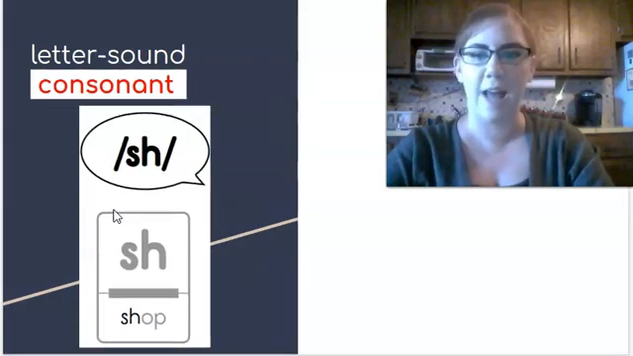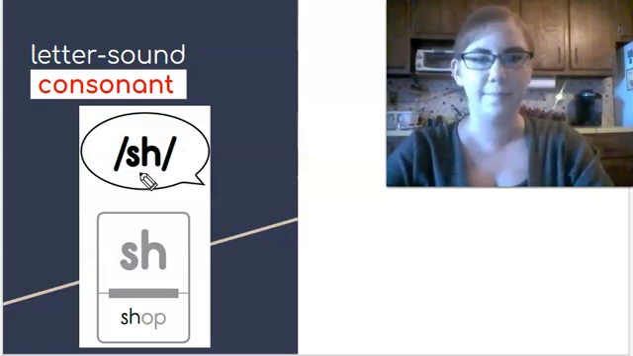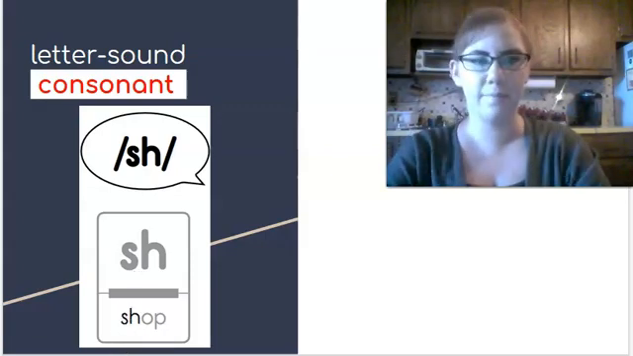Let's look at another consonant digraph. What is this one? Shh. Say it with me. Shh. SH says shh, as in shop. Let's look at that power bar. That power bar is pretty far across. That means it's common for sh to be spelled with an S and an H together.